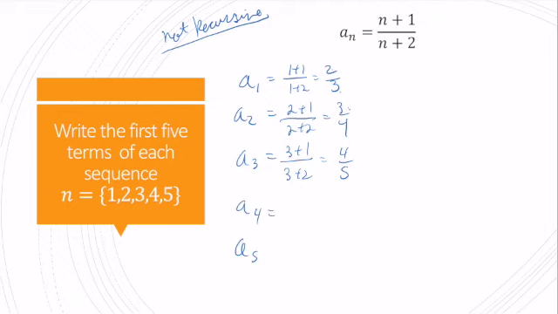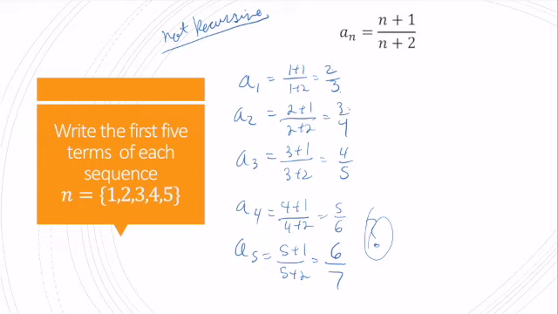I bet you would guess correctly. If I have 4 plus 1 over 4 plus 2, that gives me 5/6. And if I have 5 plus 1 over 5 plus 2, that gives me 6/7. Is that what you'd originally guessed? So here we have the first 5 terms of this sequence.